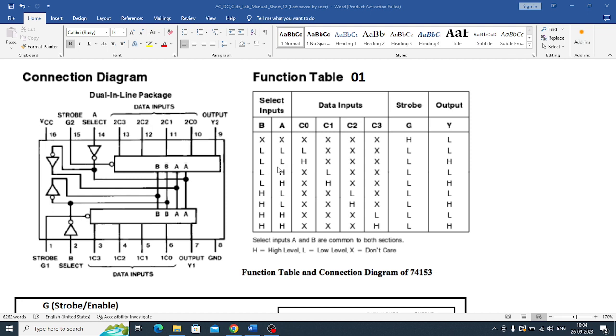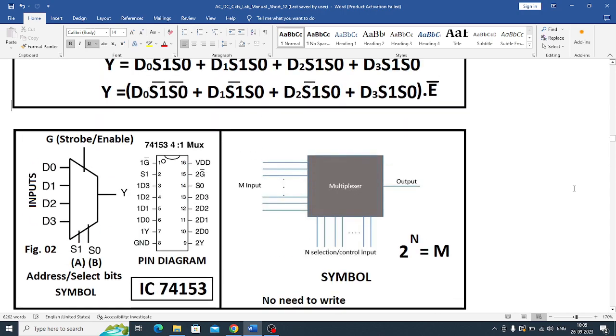For 01, see again 00, if it is high, it will come high. So C0 will come here, these two lines, second and third line. Fourth and fifth line, it is 01, so C1 will be selected. Whatever may be C2, C3, it will not be reflected at Y. So like that. I have written it shortly here; for the examination this is enough.